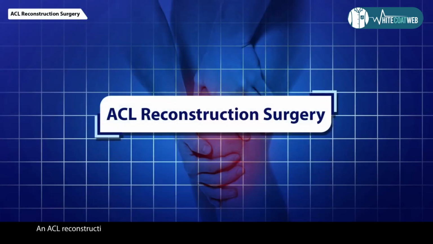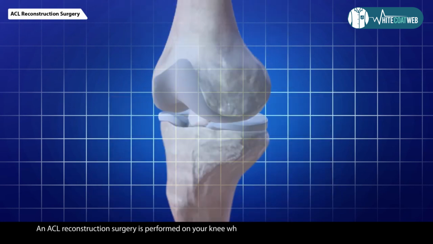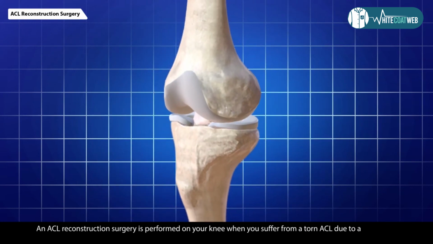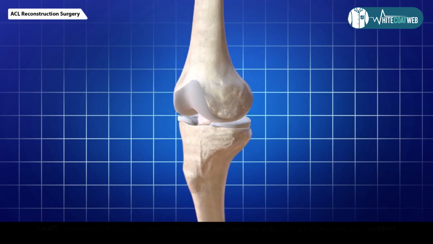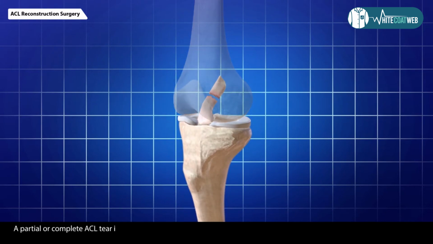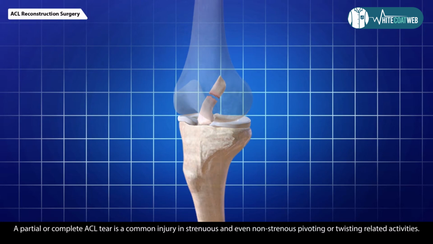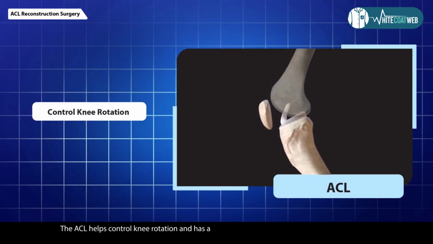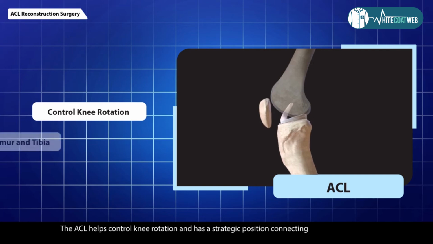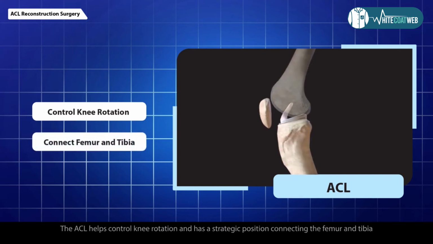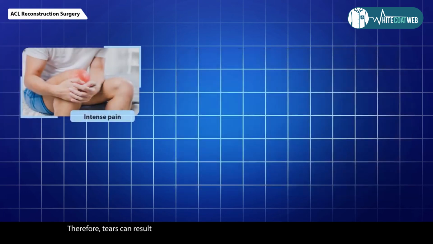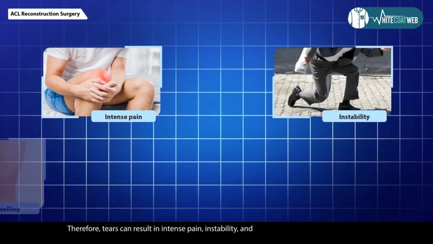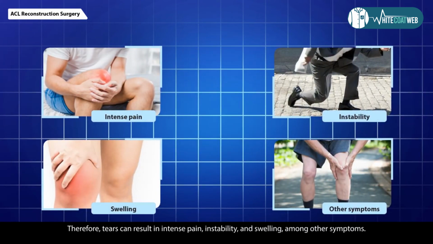An ACL reconstruction surgery is performed on your knee when you suffer from a torn ACL due to an accident. A partial or complete ACL tear is a common injury in strenuous and even non-strenuous pivoting or twisting related activities. The ACL helps control knee rotation and has a strategic position connecting the femur and tibia. Therefore, tears can result in intense pain, instability, and swelling, among other symptoms.